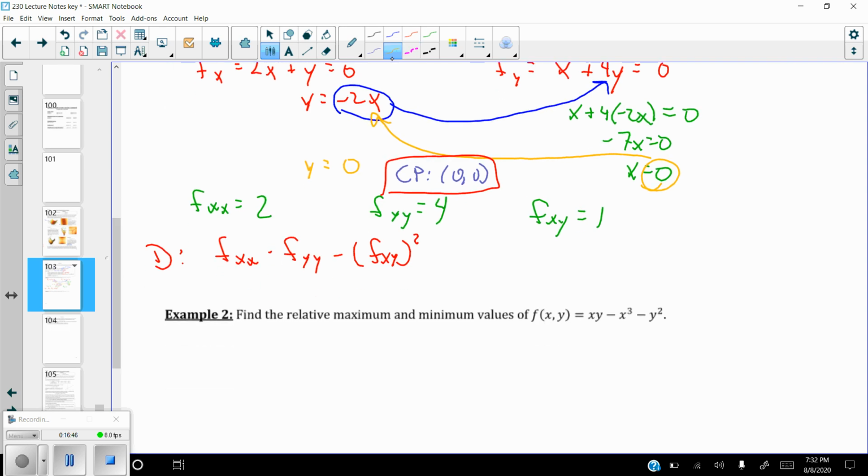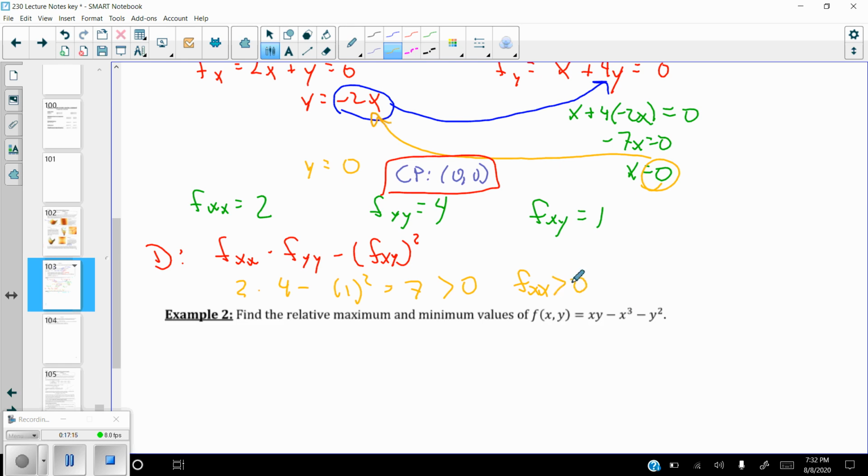So let's go ahead and do that. I'm going to have fxx, which is 2, times fyy, which is 4, minus fxy, which is 1, squared. So we get 2 times 4, which is 8, minus 1 is 7. 7 is a number which is greater than 0, so that means we're going to have a max or a min. We need to figure out what the sign of fxx is. Fxx is 2, so that's greater than 0.